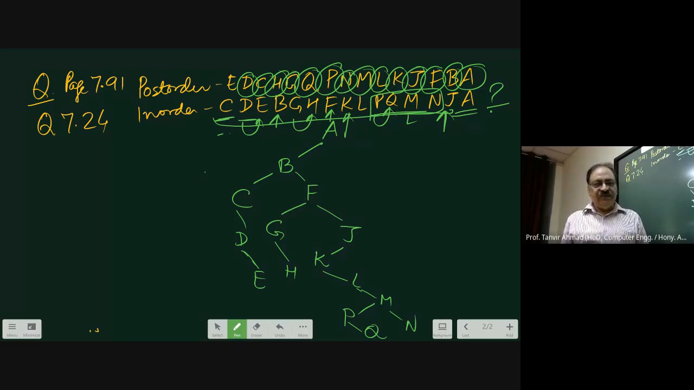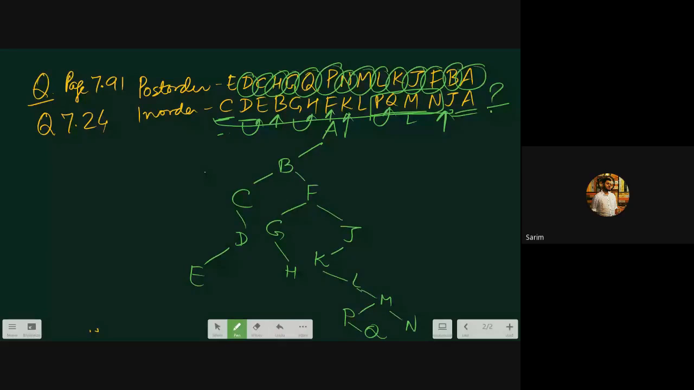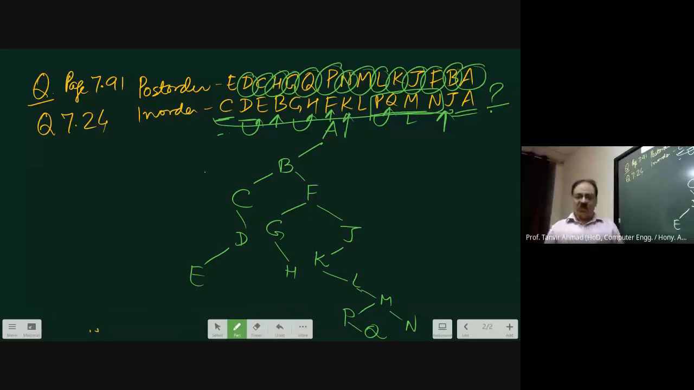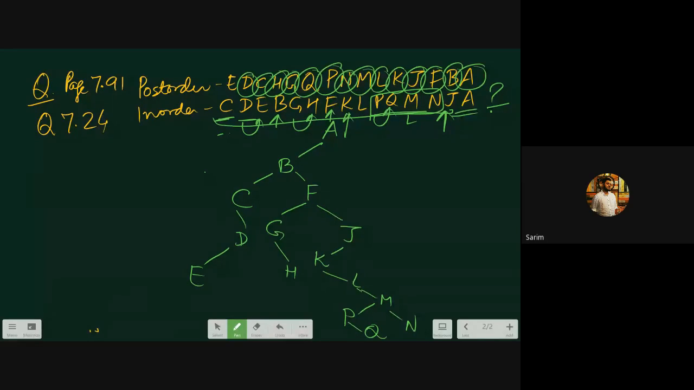Otherwise, if you make some mistake, for example, suppose I write here, one of the traversals will be correct. Which one will be correct? Tell me. If I put E on the left of D, which of these traversals will be correct? Post order. Why? Correct, it doesn't matter in post order.